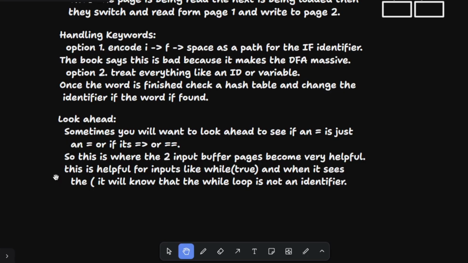So here's an example. It's helpful for inputs like while true. When it sees the first open parenthesis, it'll know that it's a while loop and that it's not an identifier.